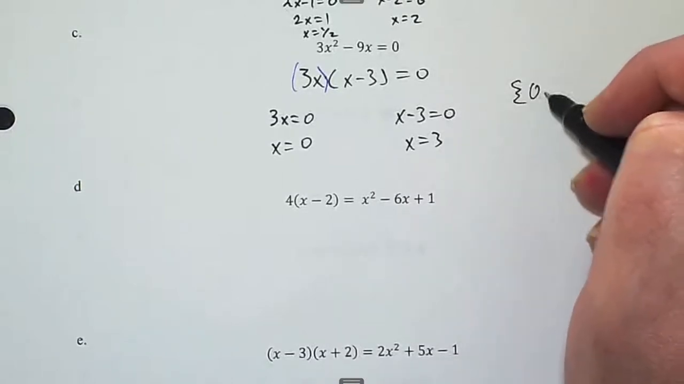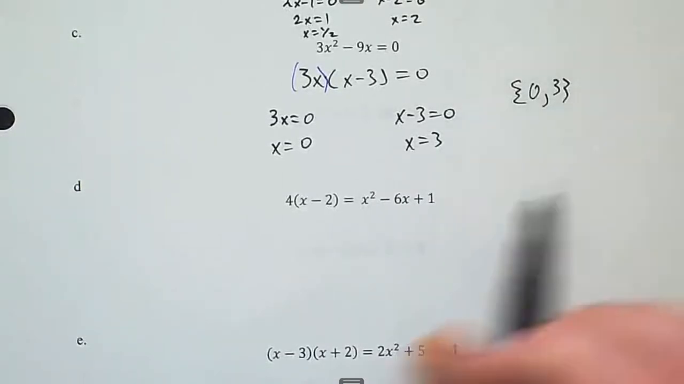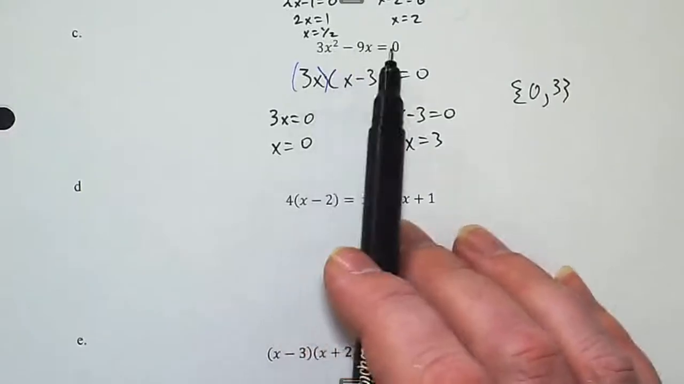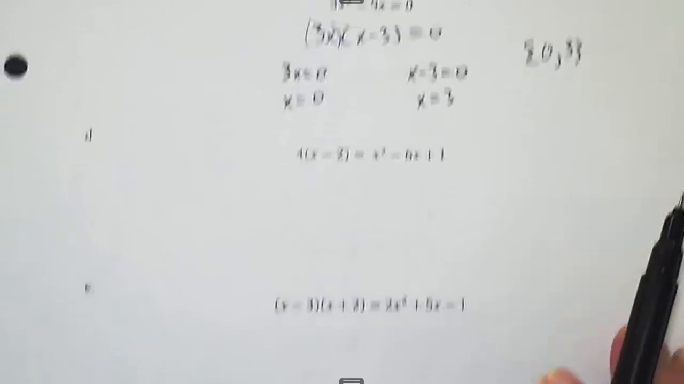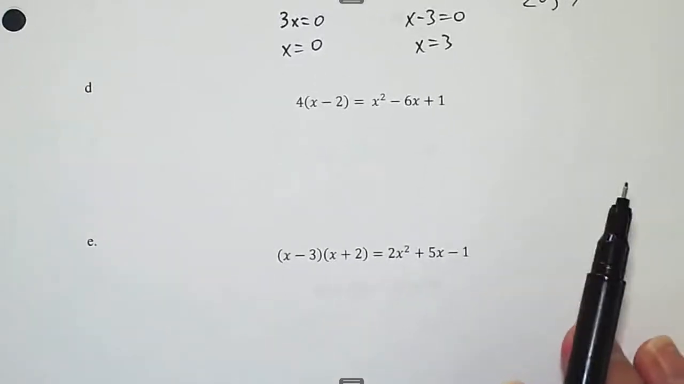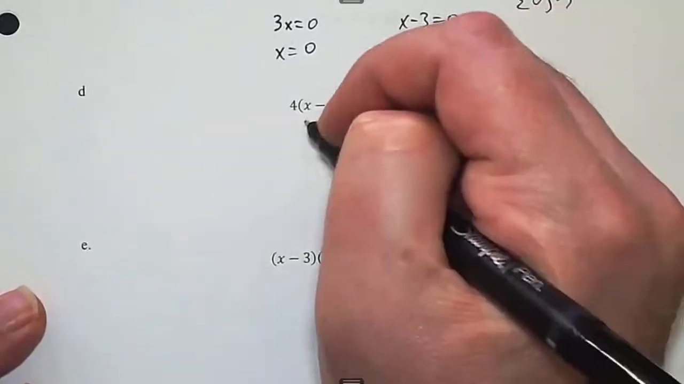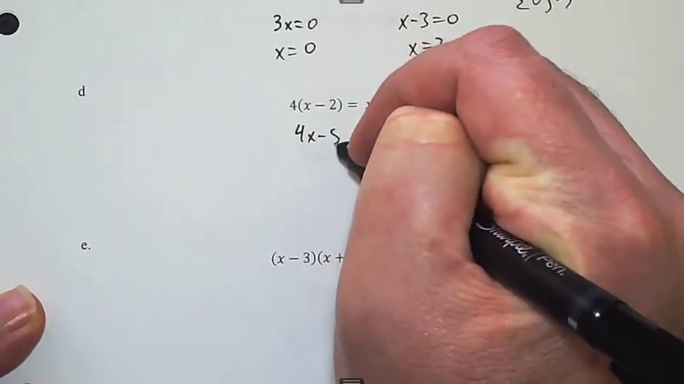So 0 and 3. And as a general rule, if you have a quadratic equation equal to 0 and every term has an x in it, 0 must be an answer. Because if every term has an x in it, then every term would have a 0 times it, so it would just go away. All right, let's look at letter D. Okay, I'll distribute 4x minus 8.